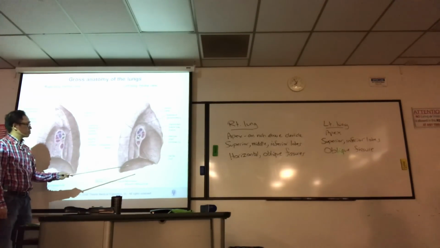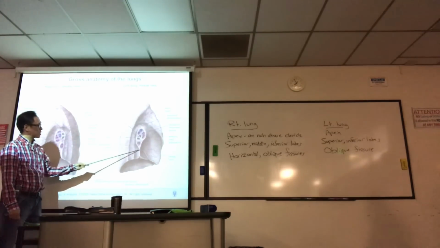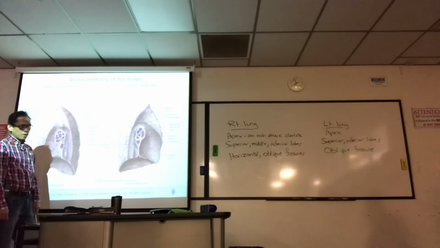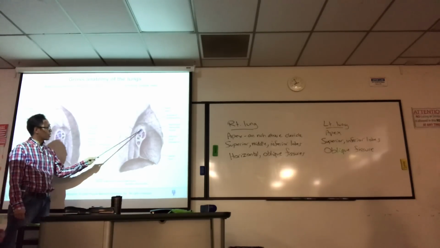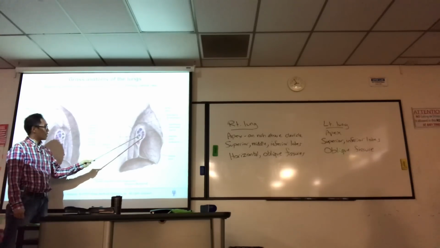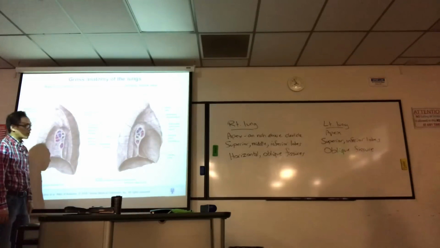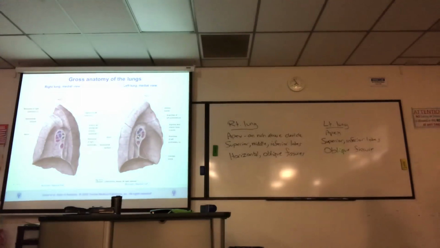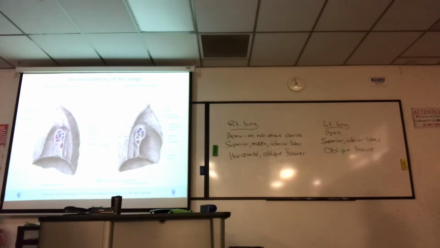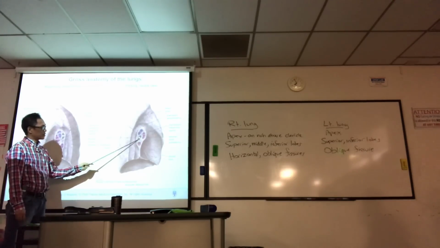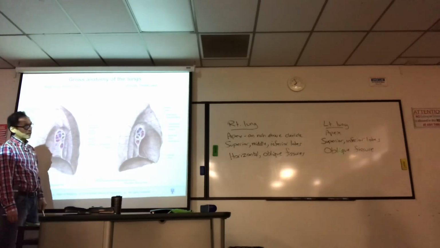You should be able to identify 3 things in the hilum on the right and the left: the artery, the vein, and the airway. The pulmonary artery, the pulmonary vein, and the airway, which is the main bronchus. And that's another way you can tell right from left. On the right side, the artery is anterior to the airway. On the left side, the artery is above the airway, superior to it.